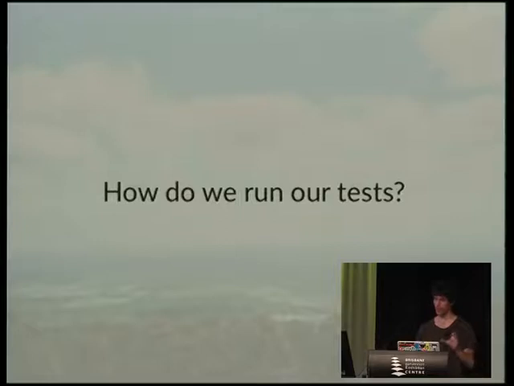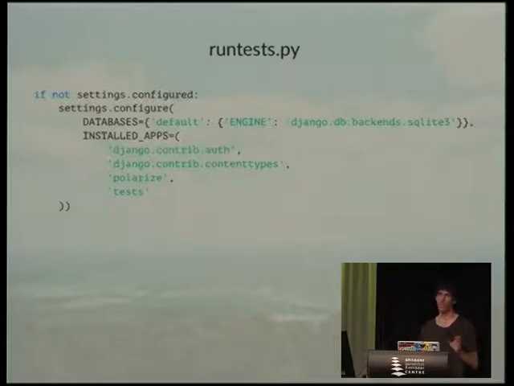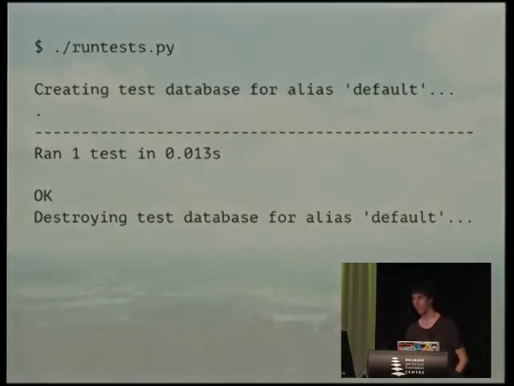So we've got our app here, and we want to be able to run these tests when there's no project around. So how do we do that? We use our runtests.py file. There's two things that are interesting in this runtests file. The first is that we have to manually configure the settings here. So we specify what database backend we want to use, and we specify what apps we want installed for running these tests. And then next, we just use the execute from command line Django management function to kick off our test running. And then when we run our runtests script, it runs and our tests all work.